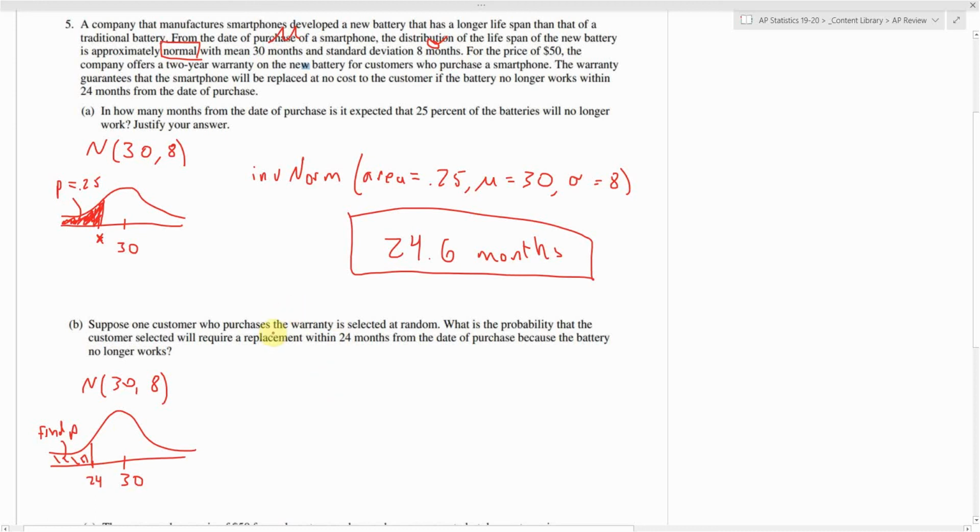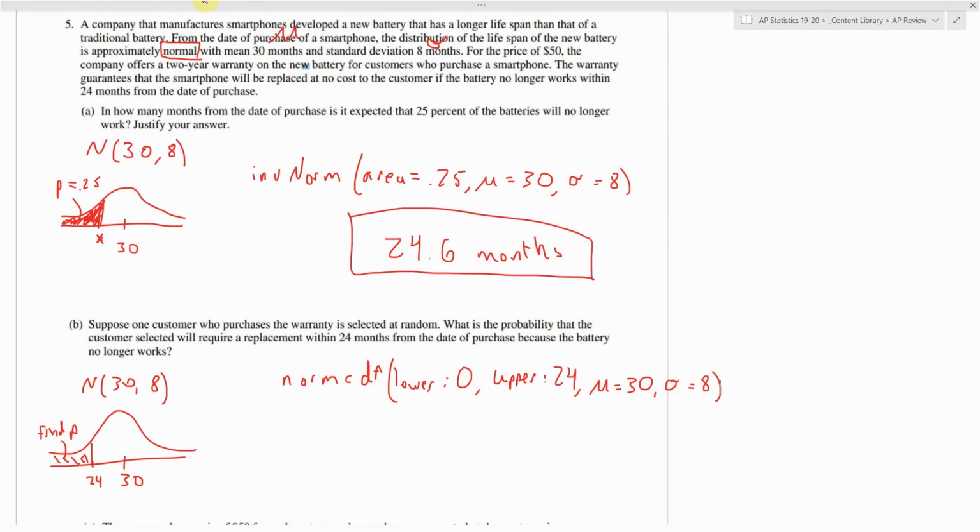So this is just a regular normal CDF command here. When we know the area and want the score, we do inverse normal, because if we know the score and want the area, that's what the normal CDF function is. So the calculator is going to want a lower bound. Well, the shortest possible lifespan for the battery is 0 months. It's going to want an upper bound, and we're concerned with the upper bound of 24 months. That's when the warranty runs out. And we know that the average is 30 months and that the standard deviation is 8 months. And now we can go right to our calculator, type that in.